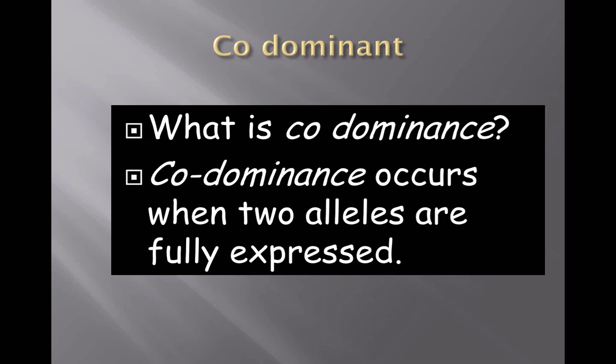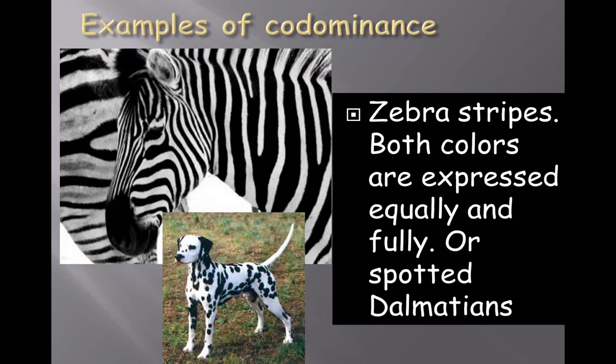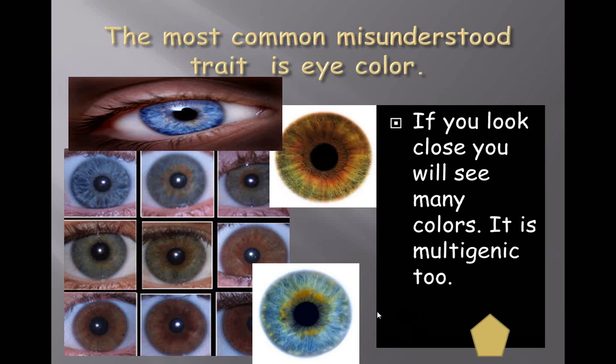Again, one more time, codominant. Codominant is just like a co-captain. Both of those things are being expressed at the same time. So codominant occurs when two alleles are fully expressed. The example of that is the spotted dog or the zebra. Is the zebra black with white stripes or white with black stripes? The answer is yes. Eye color is misunderstood because eye color is what we call multiple genes.